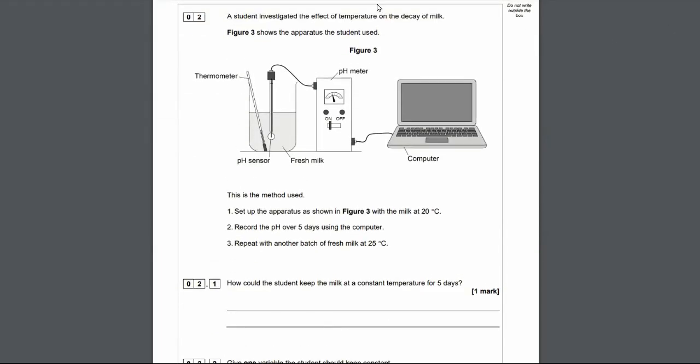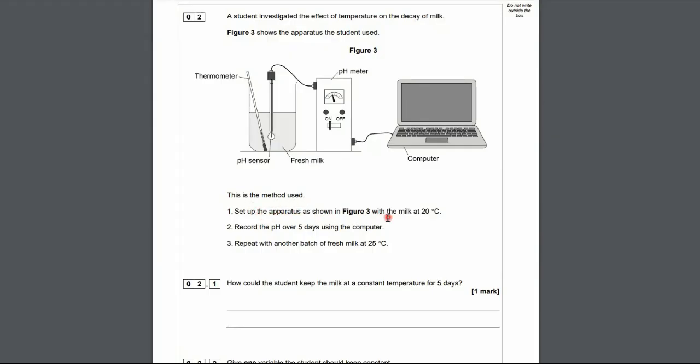Right, let's move on. What have we got going on here? A student investigated the effect of temperature on the decay of milk. Figure 3 shows the apparatus used. We have a thermometer, we have a pH sensor, and we have fresh milk and a pH meter connected to a computer. This is the method used.